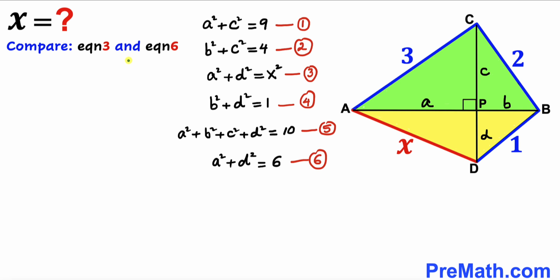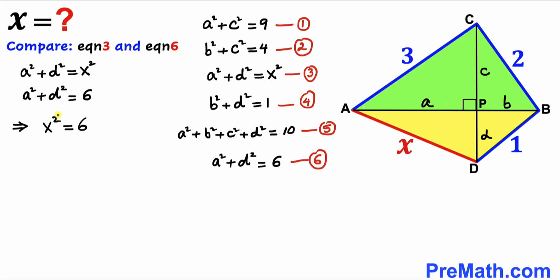And here's our final step. We are going to compare equation 3 and equation 6. Here I have copied down equation 3 and equation 6. Our equation 3 is a square plus d square equals x square, and our equation 6 is a square plus d square equals 6. Now let's make an observation. We can see the left hand sides are identical. Therefore we are going to equate the right hand sides. x square must be equal to 6.